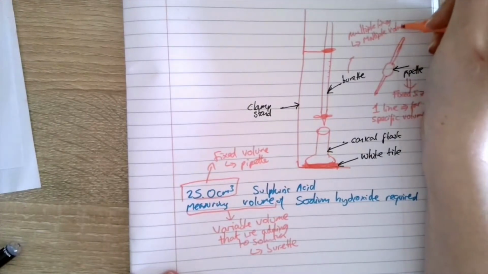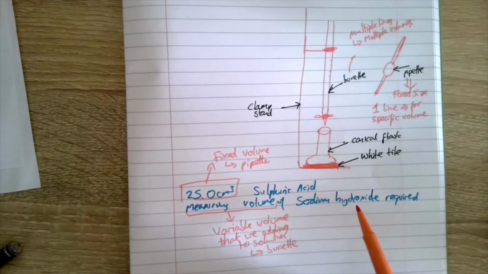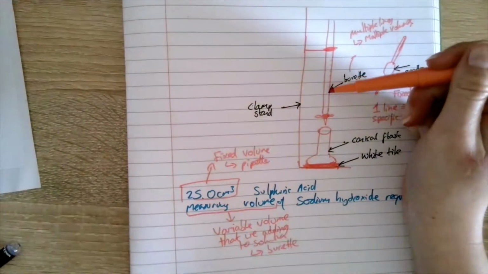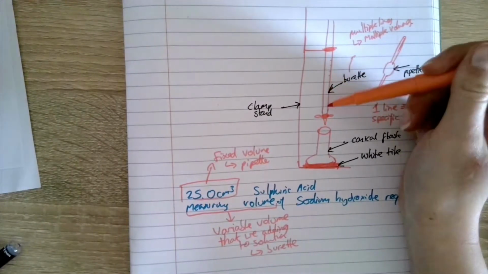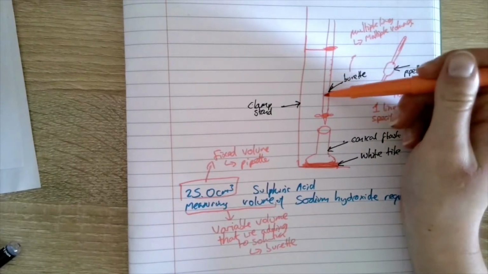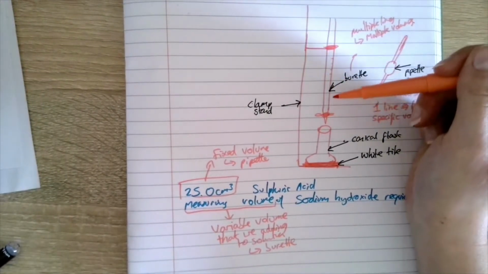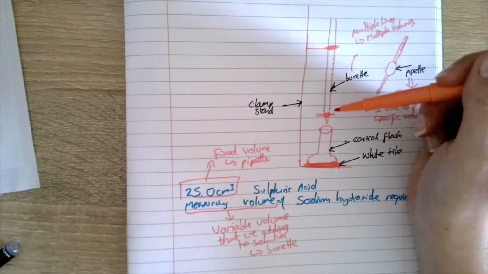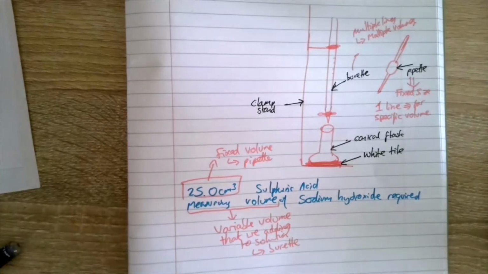And the point of this experiment is we don't know how much sodium hydroxide we're going to need, so we're needing to have that variable volume to be able to measure. So it could be 24, or it could be 23, or it could be 10. We don't know, and that's why we're using the burette, in order to measure that volume. But it could be any volume within that range.